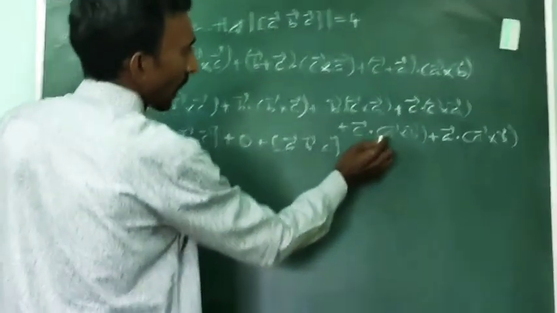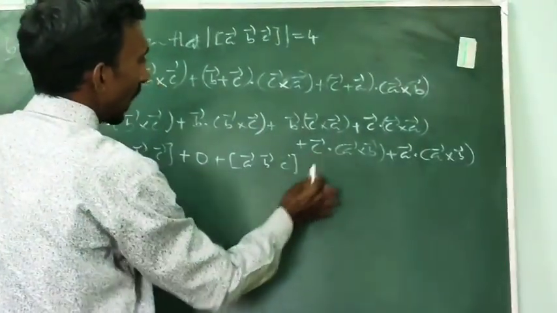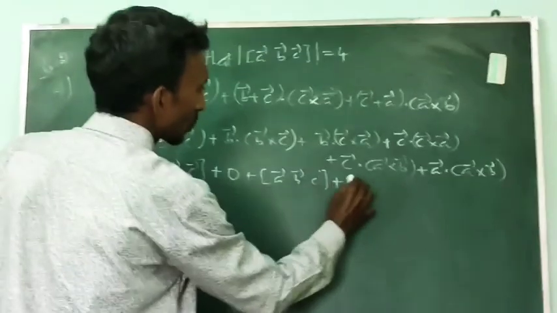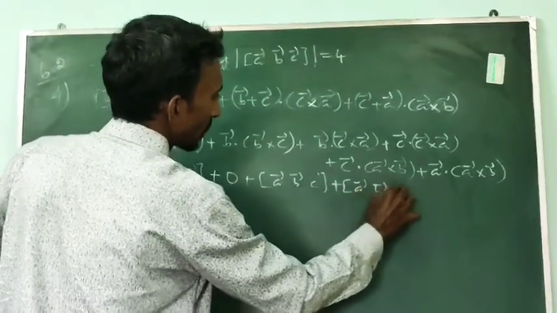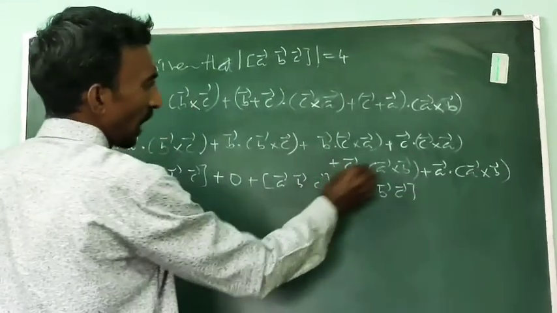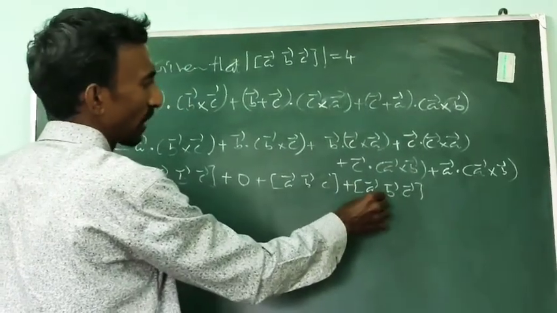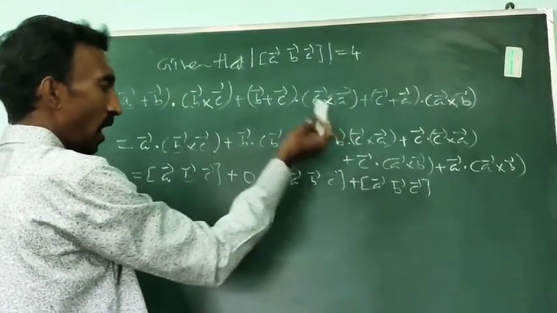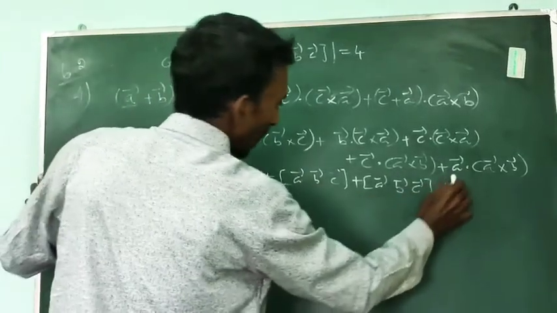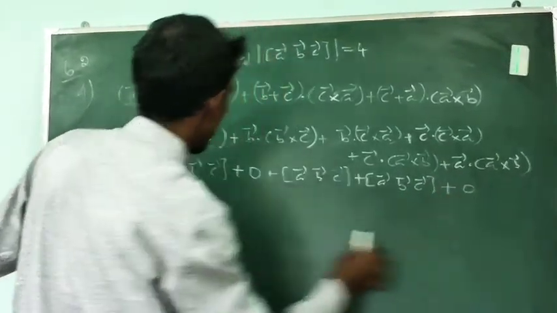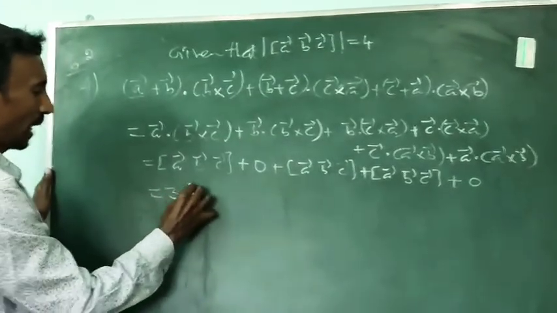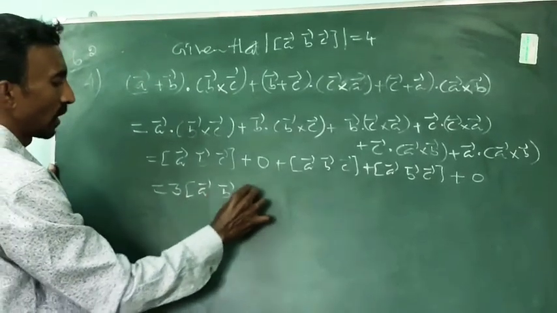Here it is in the cyclic order. Okay, so it is also box ABC. Box CAB, anyway it is equal to box ABC. It is box BCA, also box ABC. The last one becomes 0. So we are getting 3 times box ABC.